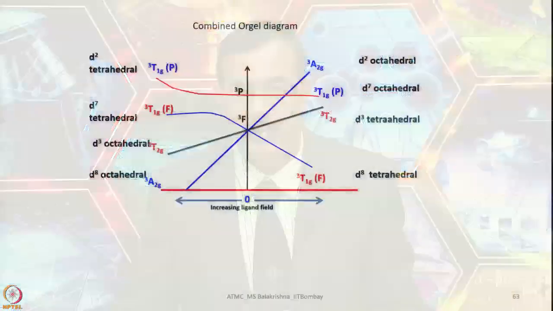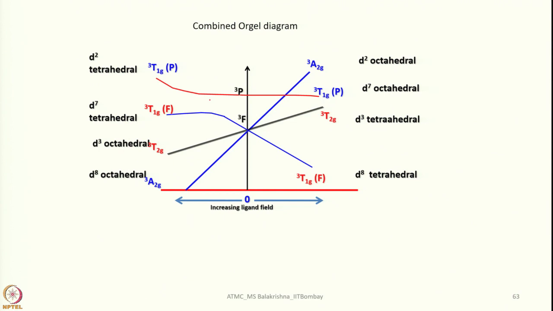As a result, there is a marked difference in the absorption wavelengths, both observed and theoretically predicted. States of the same symmetry cannot cross each other. In the combined Orgel diagram I have shown here, they would have crossed at this point. To avoid this crossing, which is not permitted, one goes up and the other comes low. As a result, experimentally this will have lower energy and this will have higher energy than the theoretical values.